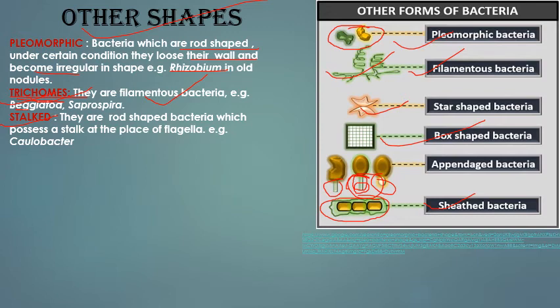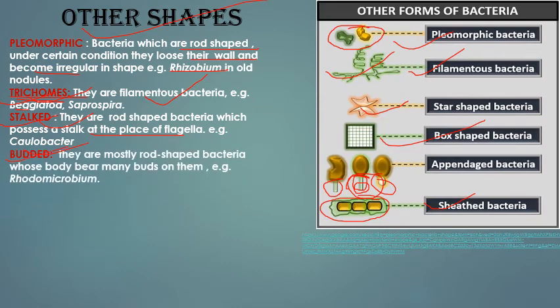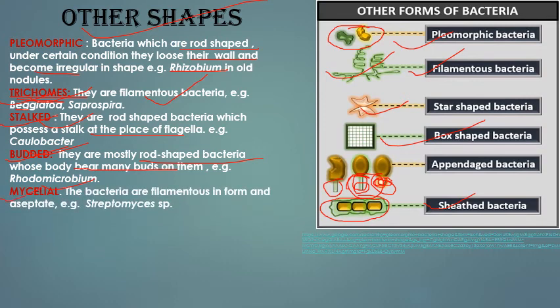Next is stalk bacteria. Means they having some sort of appendages or stalk-like structure. Jo stalk ki tarah structure hain. So these bacteria are commonly known as stalk bacteria. In place of flagella, they bear stalk. For example, Caulobacter. Next is budded form, means they will give rise to small outgrowth like this one. So these are mostly rod shaped bacteria and they bear many bud like structure on them. For example, Rhodomicrobium.